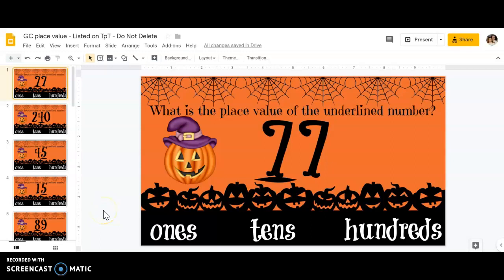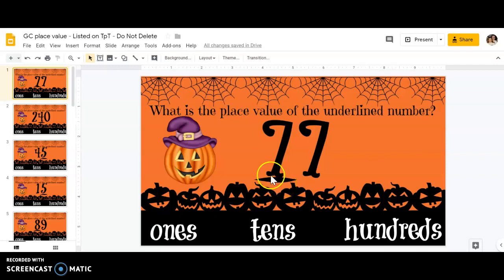For today's Google Classroom, we're going to be looking at place value. There's a question at the top of each screen that says, what is the place value of the underlined number? Underlined means that there's a line under one of the place values. If I look at my number, I see that this number is 77. And there's a line under one of the place values.